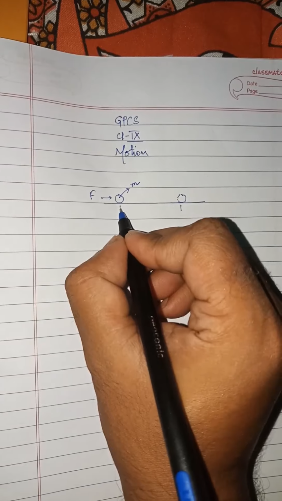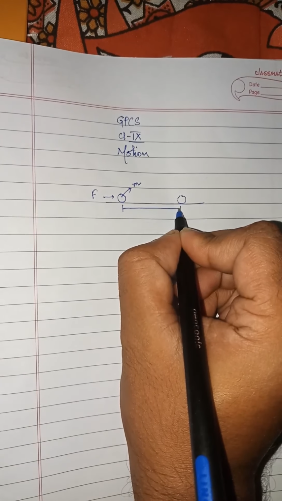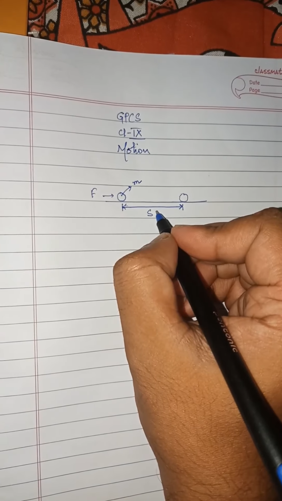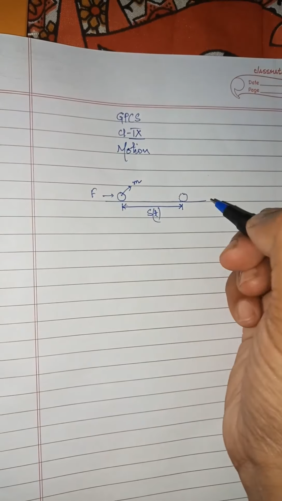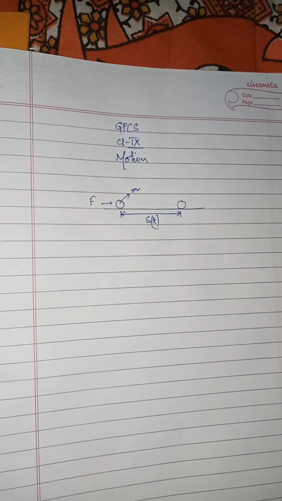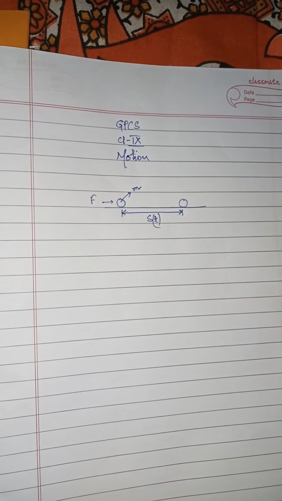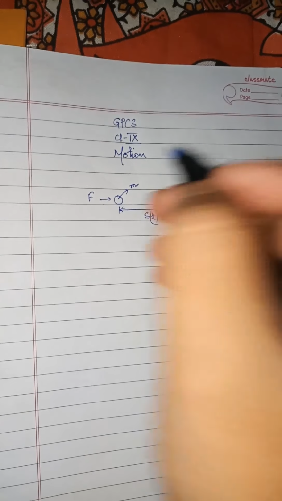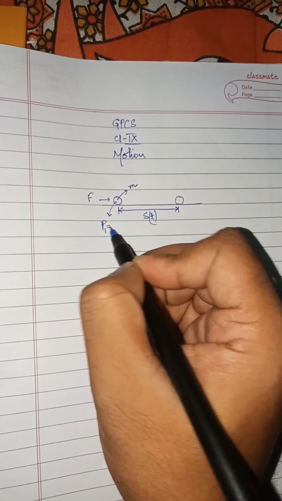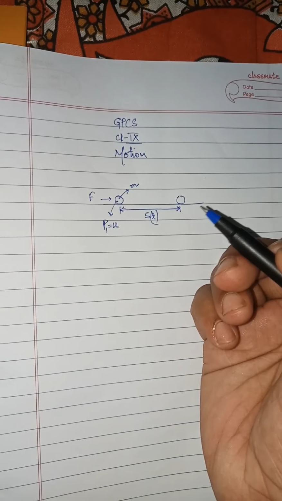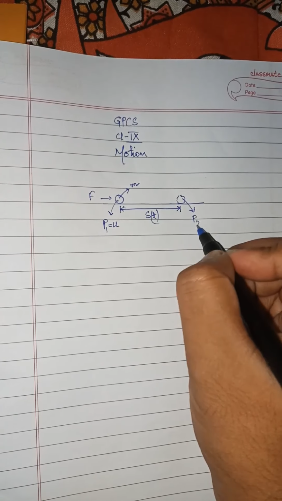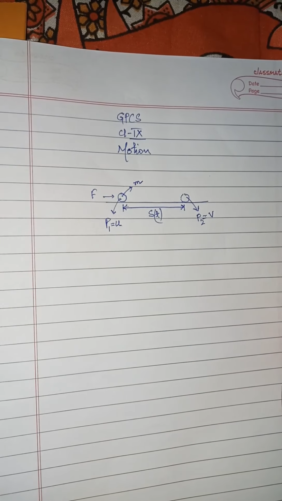So I can show that it will cover some distance, say s, and definitely it's going to take some time, so I'll represent t also here. Now I can check that when the ball was at the position p1, it had an initial velocity u, and when the ball was at position p2, it had a velocity v.